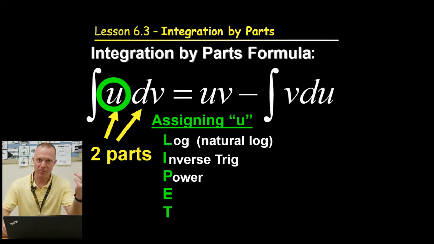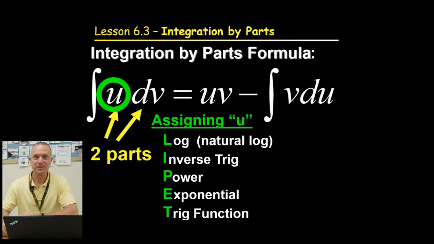But if you don't have a power function, then maybe you have an e, an e for exponential. But if you don't have an e, well, then maybe you have a t for trig function. So again, this is a hierarchy, and whichever function comes first in this list will be the one that you assign to u.